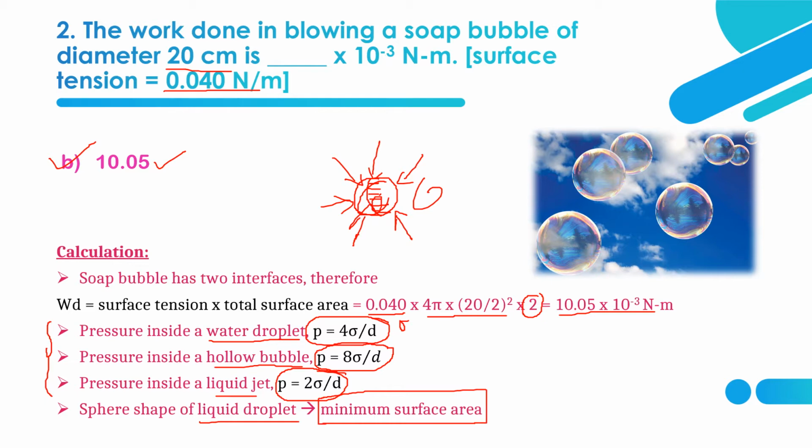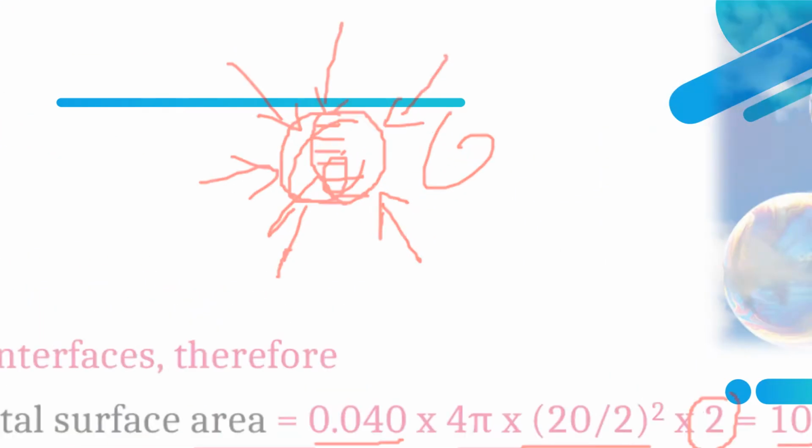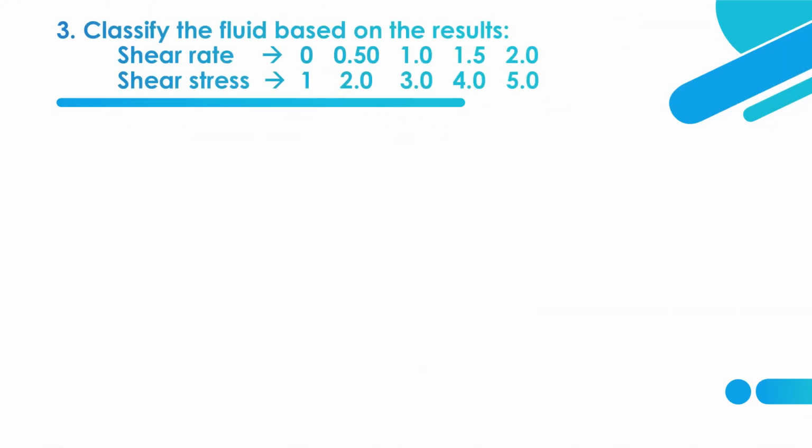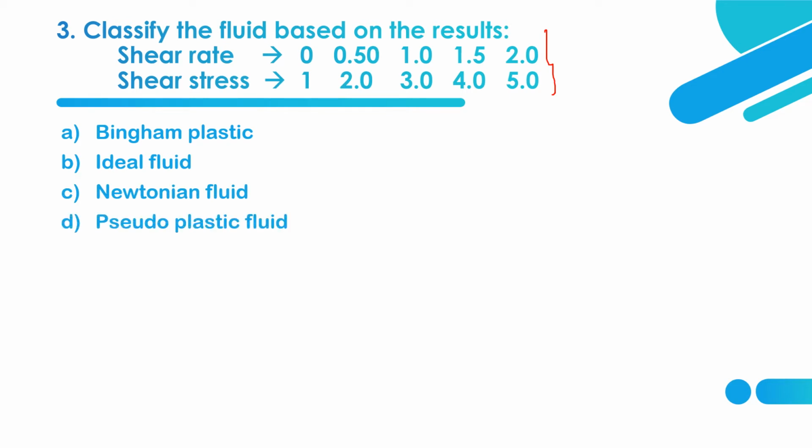Now let's move on to the third question. Classify the fluid based on the results. The results are given in a tabular column. On the basis of this result, we have to find the type of fluid, whether it is Bingham plastic, ideal fluid, Newtonian, or pseudoplastic. So on the basis of the given data, just draw a graph and find the type of fluid.